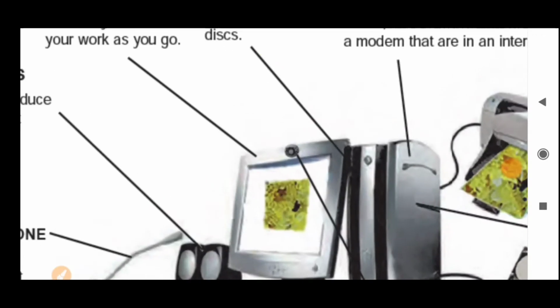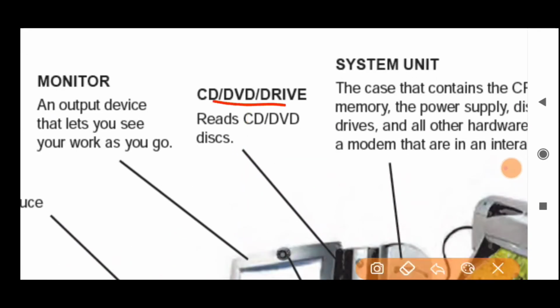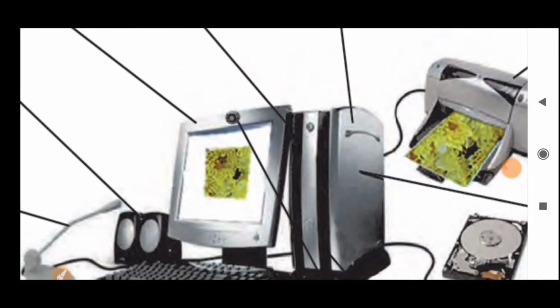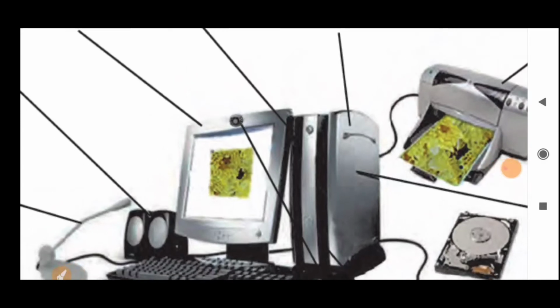Then you can have a CD DVD drive, you can see it here. Here you can insert your CD and DVD, and it is an external hardware memory which can allow the user to view the data from an external source.